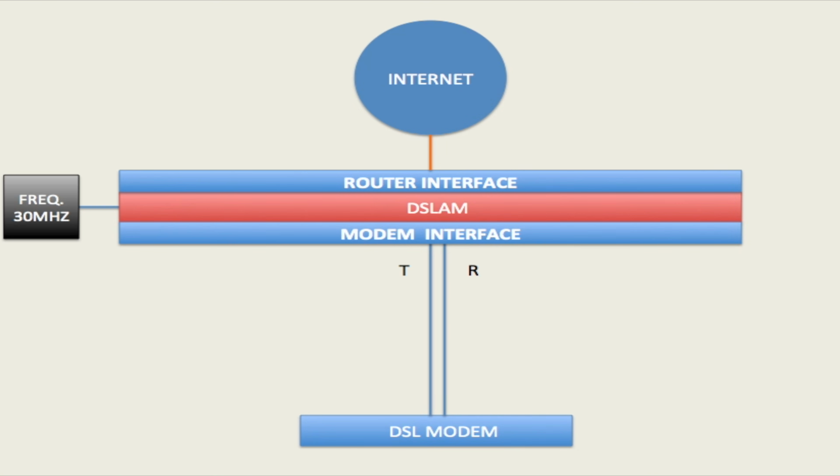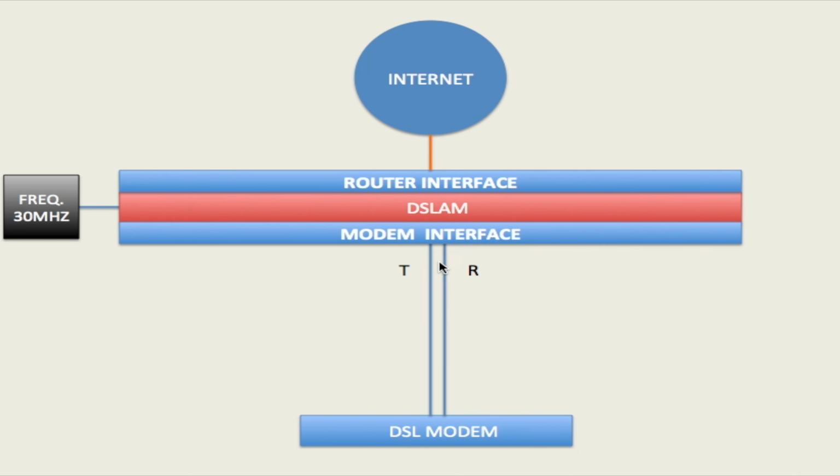Now here's how your DSL line will be connected to the internet. We have the internet here, and this is a fiber optic cable going into a DSLAM, and this DSLAM stands for Digital Subscriber Line Access Multiplexer. On this side of the DSLAM we have a router interface in order to communicate with the internet, and on this side of the DSLAM we have a modem interface in order to communicate with the DSL modem.